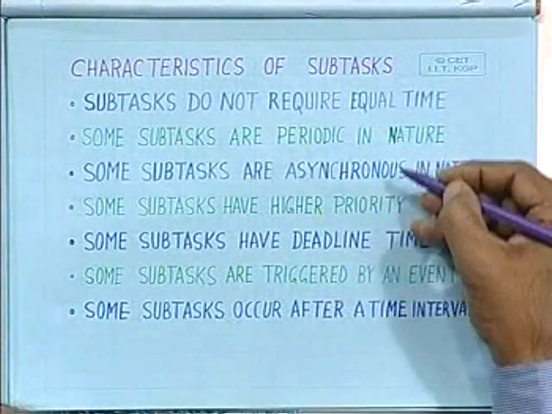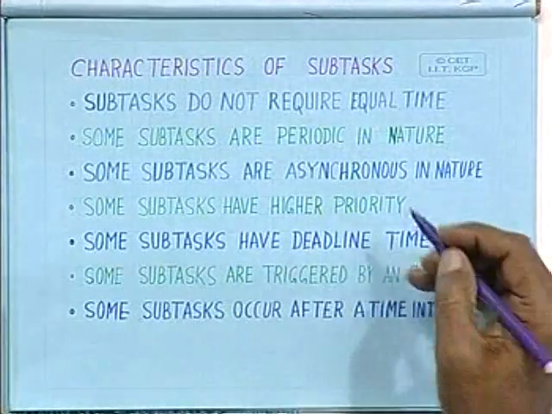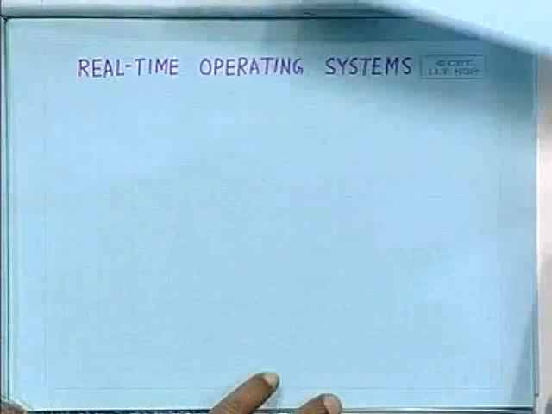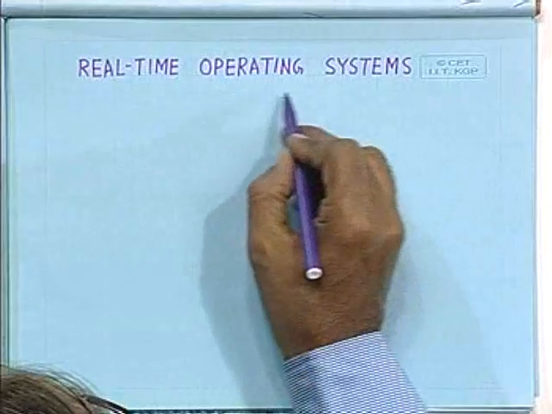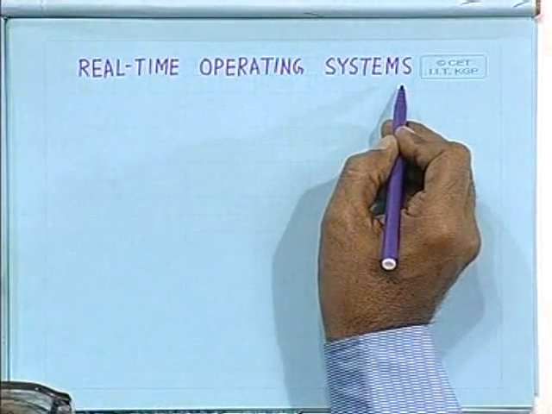So, these are the natures of the subtasks, particularly for real time embedded applications which are to be implemented, and to support the implementation we have to develop an operating system known as real time operating system. Let us see what are the important requirements to be satisfied by the real time operating systems.